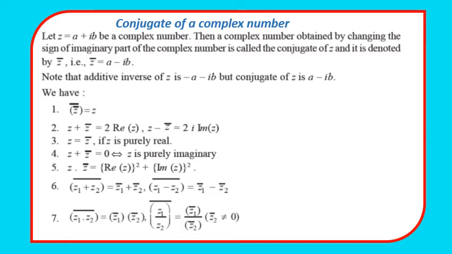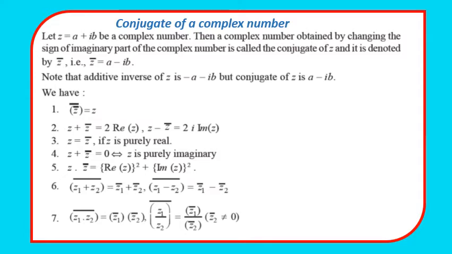Now we have the following properties of conjugate. That is, if we have z bar whole bar, the conjugate's conjugate, then it will be equal to z. Now z plus z bar equals 2 times real z, and z minus z bar is equal to 2i times imaginary z. z is equal to z bar if z is purely real, there is no imaginary part. z plus z bar equals 0 implies that z is purely imaginary, there is no real part. z into z bar will be equal to real z whole square plus imaginary z whole square.